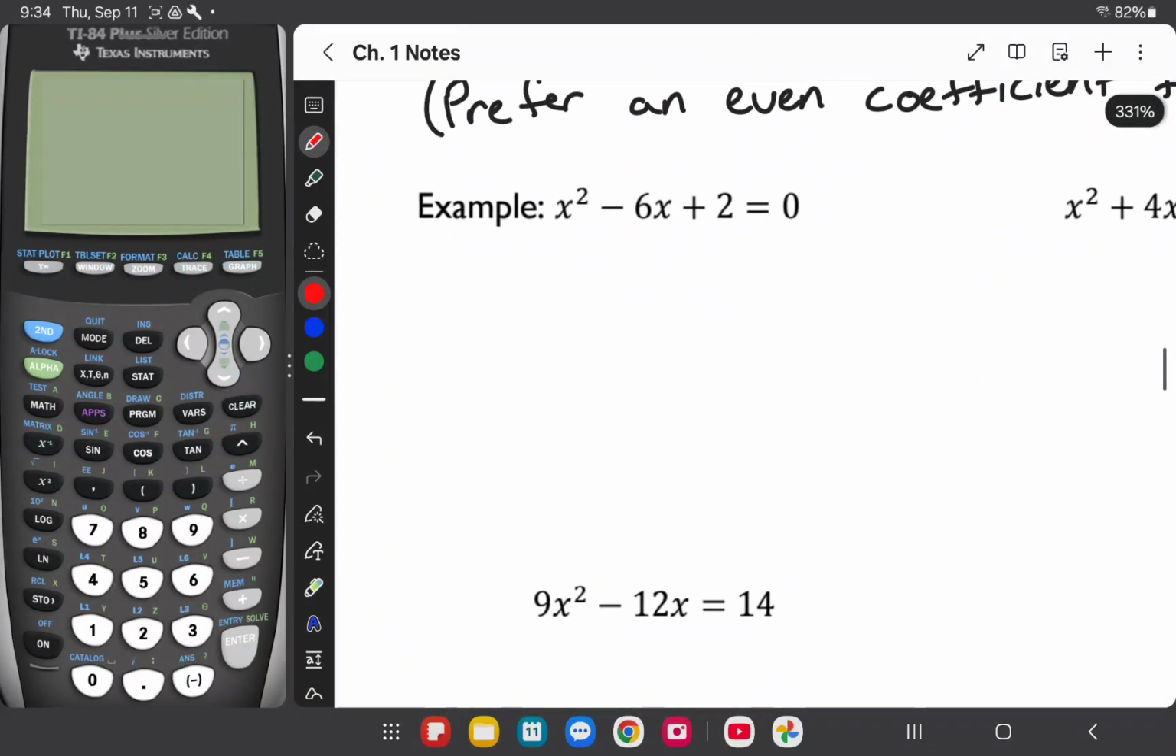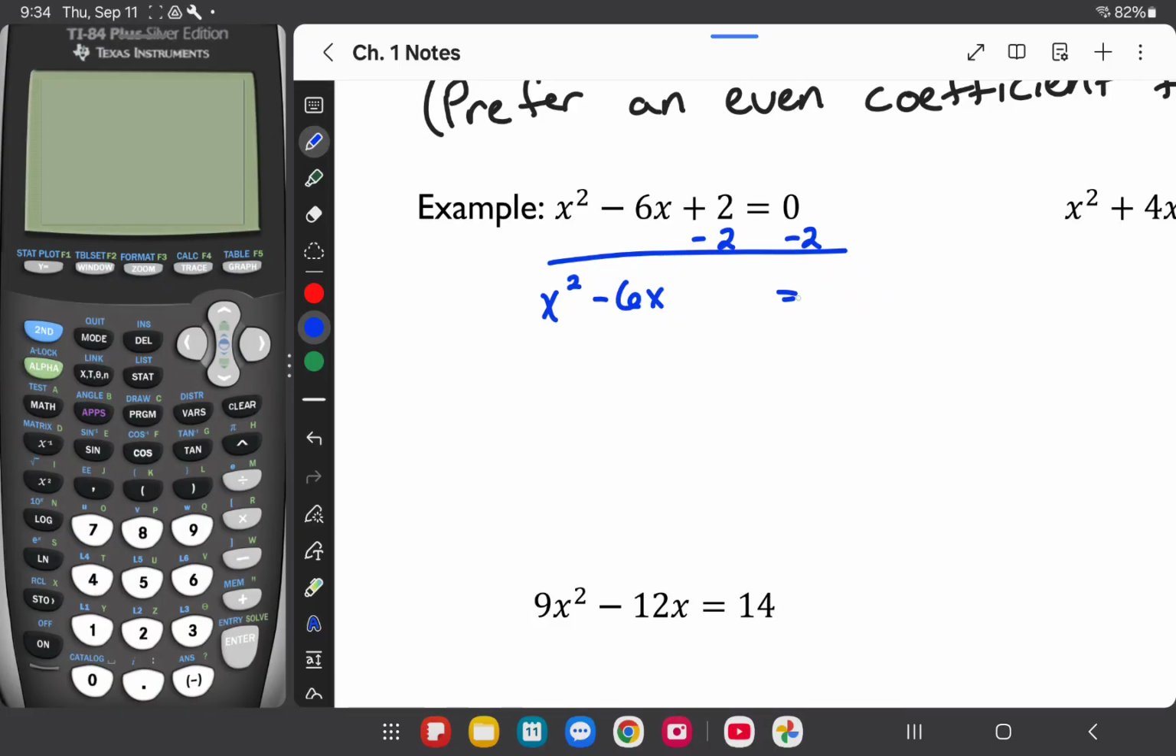So let's go ahead and talk through this method with a few examples to see what this is all about. For our first example, if we have x squared minus 6x plus 2, then similar to square roots, I'm going to get rid of any constants from one side of the equation. In other words, I'm going to subtract 2 from both sides to leave me with x squared minus 6x on the left side is equal to a negative 2 on the right side. So similar to solving by square roots, I don't need my equation to be in standard form. In fact, I don't want it to be in standard form when I'm solving by completing the square.